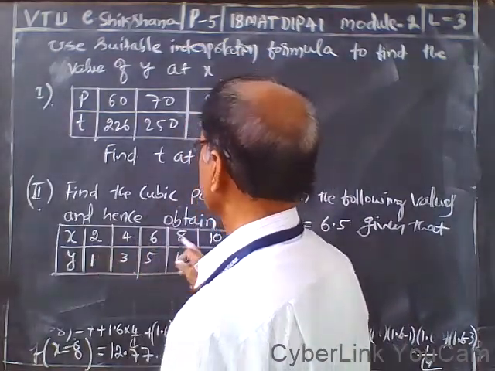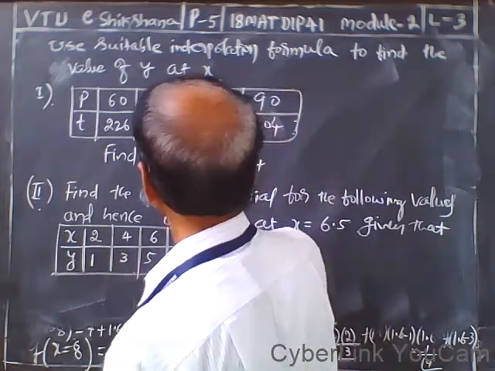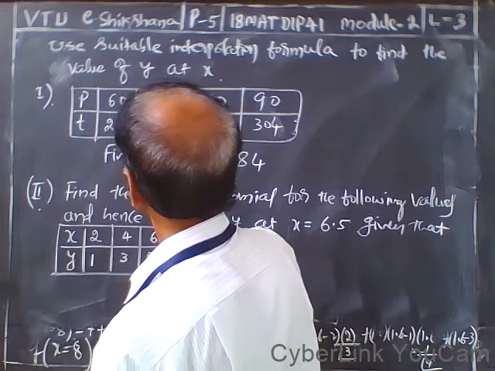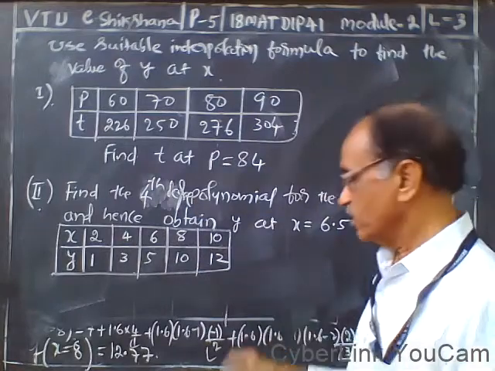2, 4, 6, that means totally 5 values are there. Find the fourth degree polynomial. It is fourth degree because 5 values are there.